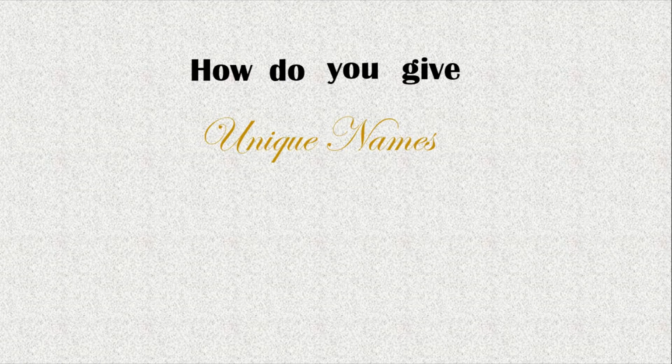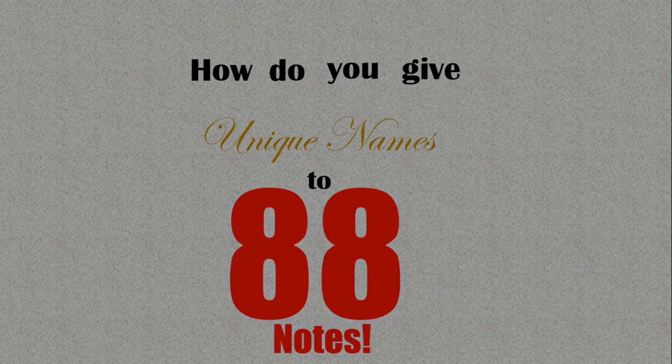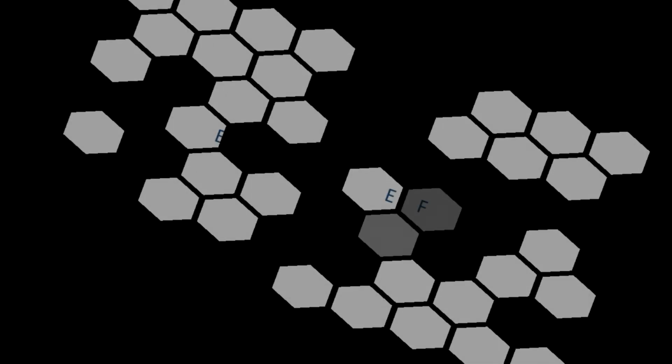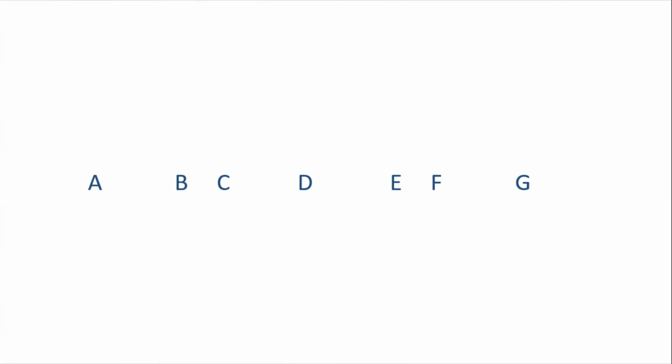But another challenge arose. How do you give unique names to 88 notes? Here's how they did it. Borrowing a few characters from the English alphabet, all 88 or so music notes are named after only the first 7 letters. And there are some notes with not so English names, but they are still named after the A to G alphabet characters.